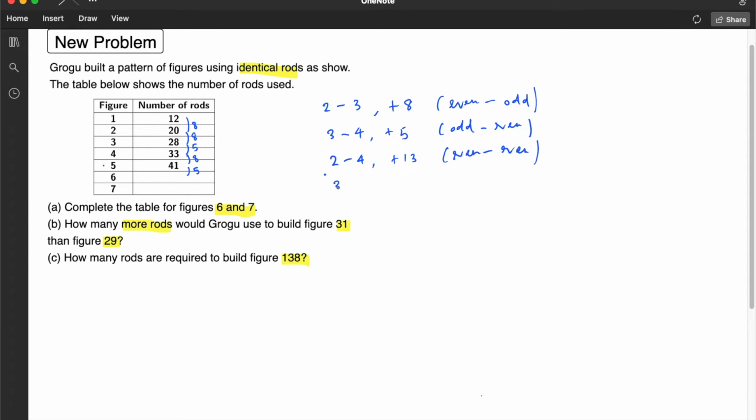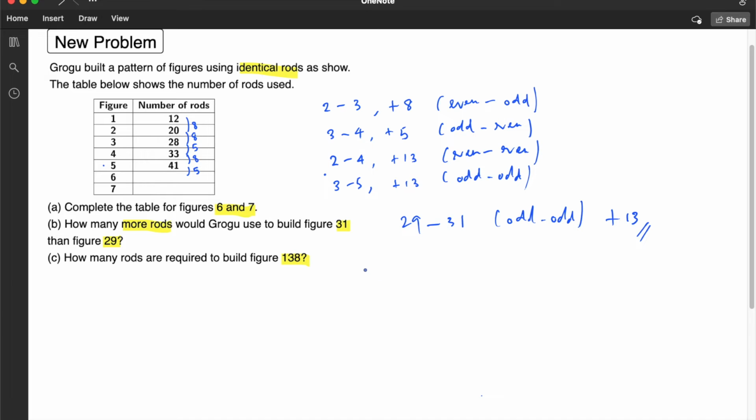And what about 3 to 5? From 3 to 5, it is 5 plus 8. It's also 13. So this is odd to odd. So this is actually the pattern. Now we can use this observation to answer part B. Part B asks us how many more rods from figure 29 to 31. So this is actually odd to odd. So the answer is of course plus 13.